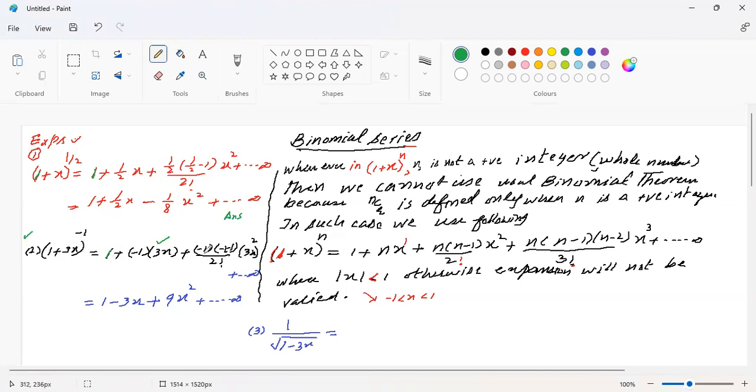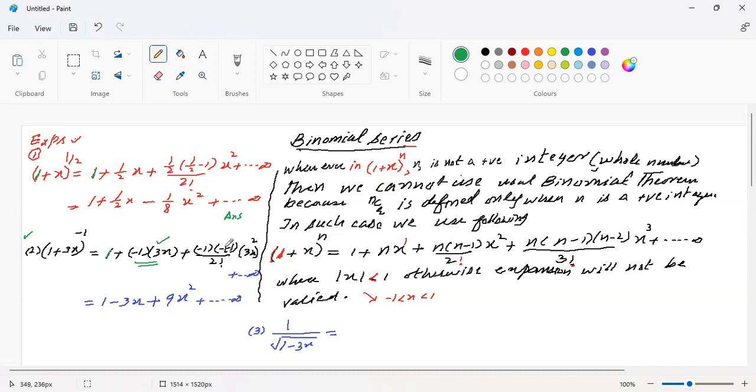So after simplifications, I can get 1 as it is. And this is the product. It is the product of minus 1 and 3, so it becomes minus 3x. And plus, it is negative 1 into negative 2, so it becomes positive 2.